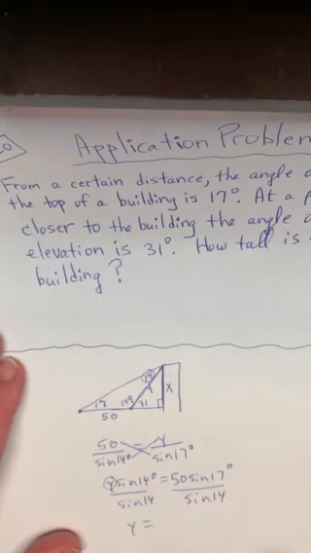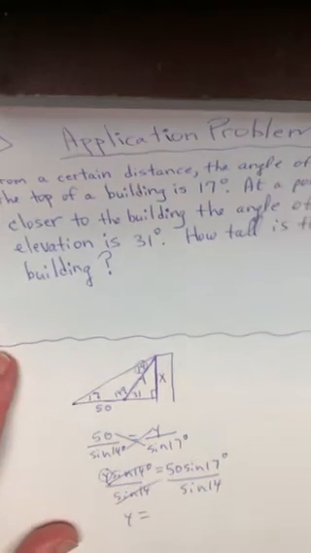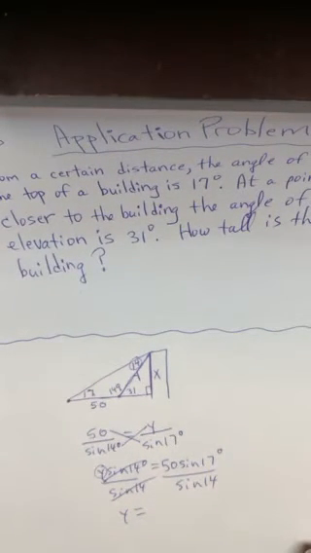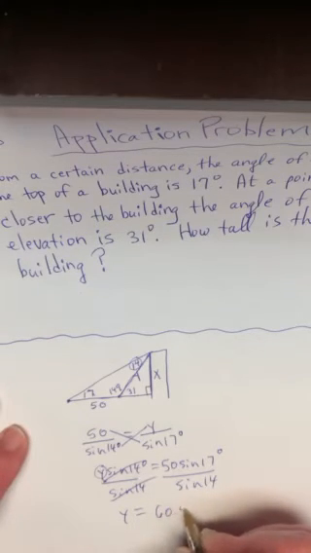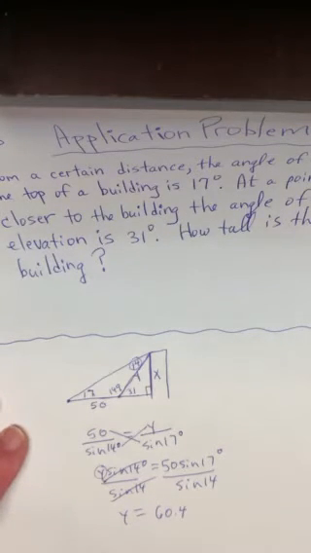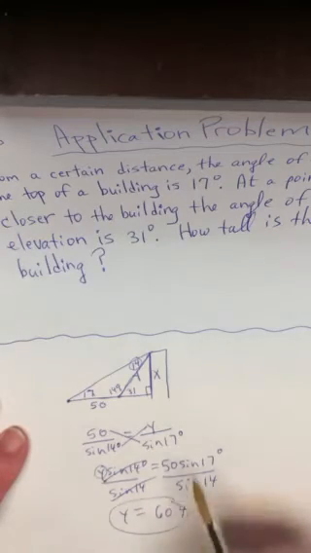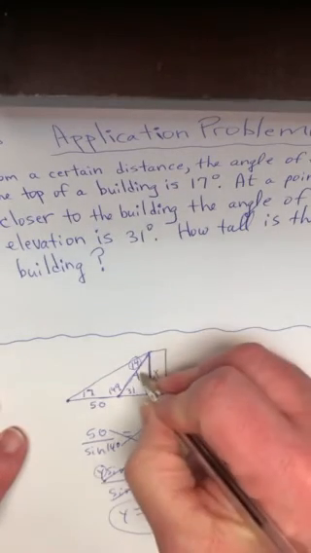And I'm going to end up with, once I cross those out, all right, I guess I should have warned you, you need your calculator here. I'm going to push 50 sine 17. I'm hitting enter, and then divided by sine of 14, giving me 60.4.